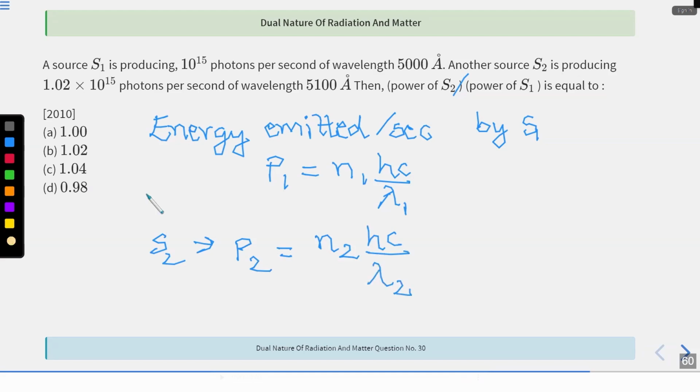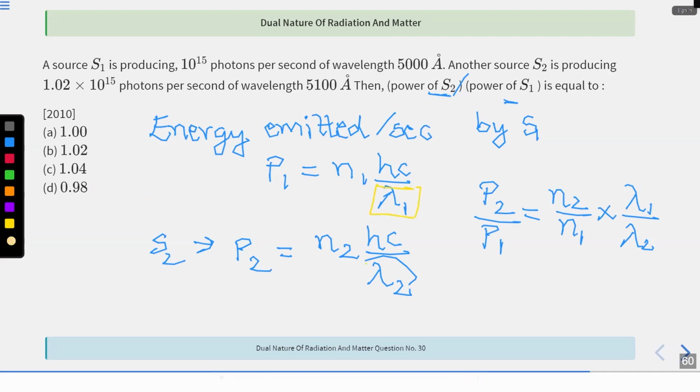Okay, so what I'll do now is we need to calculate the power, right? So we need to calculate S2 by S1. So I'll put it as P2 by P1 is equal to N2 by N1 into lambda 1 by lambda 2. Why did this happen? Because both of them over here are in the denominator, so it gets swapped and therefore you'll get that.